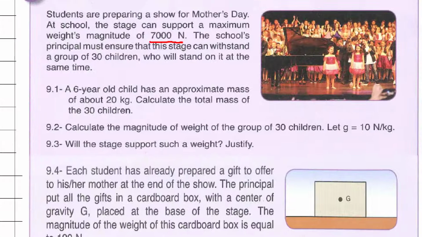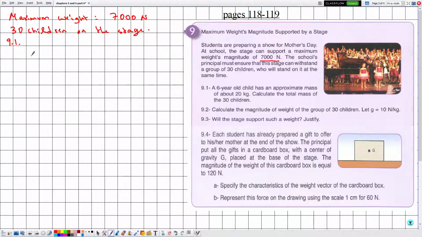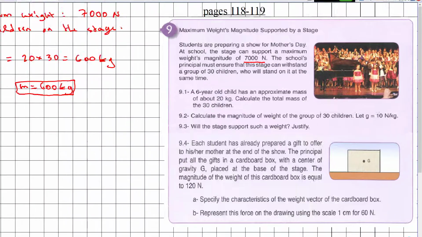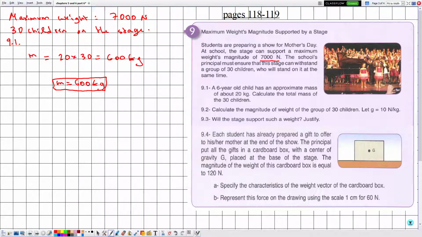They are telling me that a 6-year-old child has an approximate mass of about 20 kilograms. Calculate the total mass of 30 children. So if each child's mass is given by 20 kilograms, what about 30? So the total mass of these children is given by M is equal to 20 multiplied by 30, which is equal to 600 kilograms. So the total mass of children standing on the stage on this day is given by 600 kilograms.